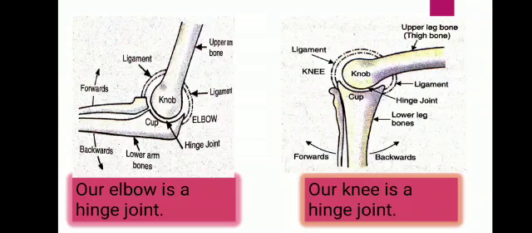And basically this happens as the lower end of the upper arm bone is in the shape of a knob. See in the diagram, the knob is given. The upper end of the lower arm bones is in the shape of a cup. So the knob of the upper arm bone fits into the cup of the lower arm bones and forms the hinge joint at the elbow and shows movement in one direction only, forward and backward.